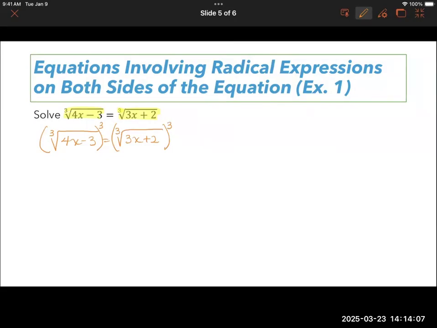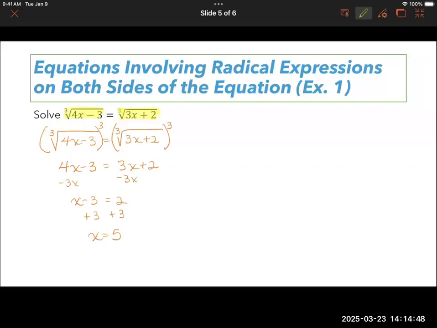So with a cubed root radical on both sides, we are going to cube both sides, and then our cube root and cube will cancel each other. So then I'm left with a 4x minus 3 on the left and a 3x plus 2 on the right. Now we just have a simple equation that we can solve. I'm going to subtract the 3x from both sides to get x minus 3 equal to 2. And then I will add the 3 on both sides to get x equals 5.